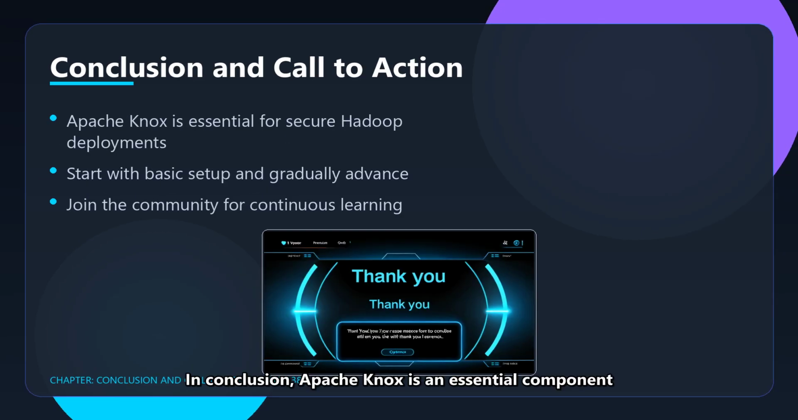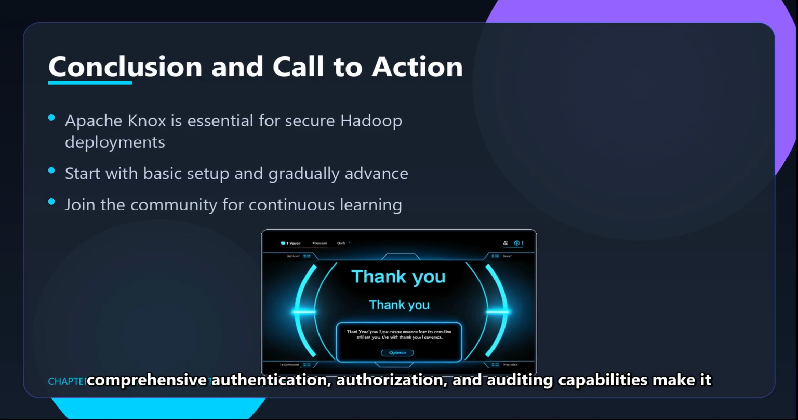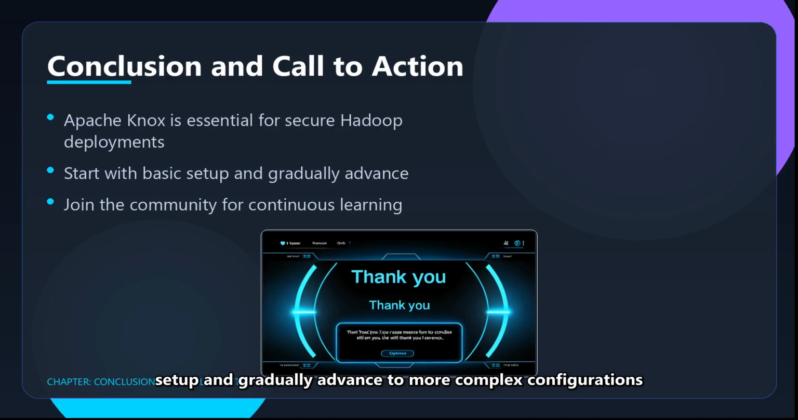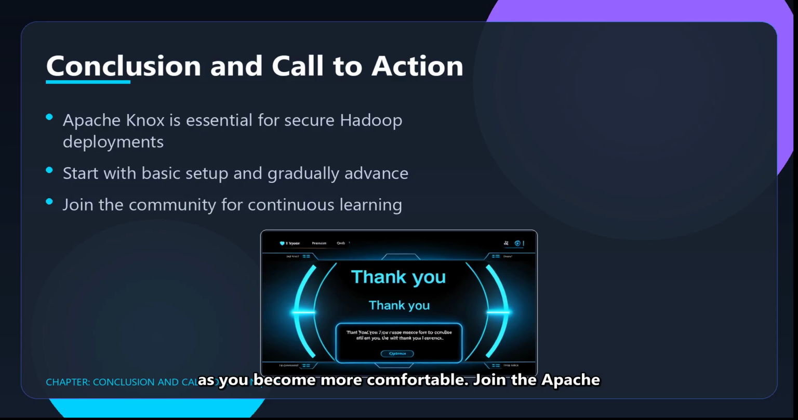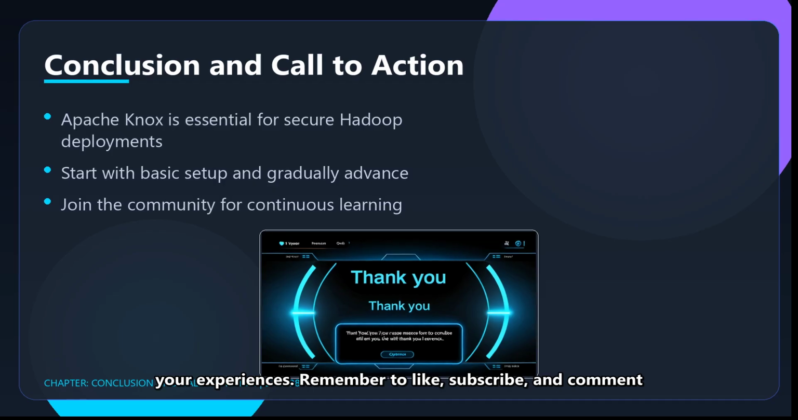In conclusion, Apache Knox is an essential component for securing Hadoop deployments in enterprise environments. Its comprehensive authentication, authorization, and auditing capabilities make it indispensable for protecting sensitive data. Start with basic setup and gradually advance to more complex configurations as you become more comfortable. Join the Apache Knox community for continuous learning and to share your experiences.